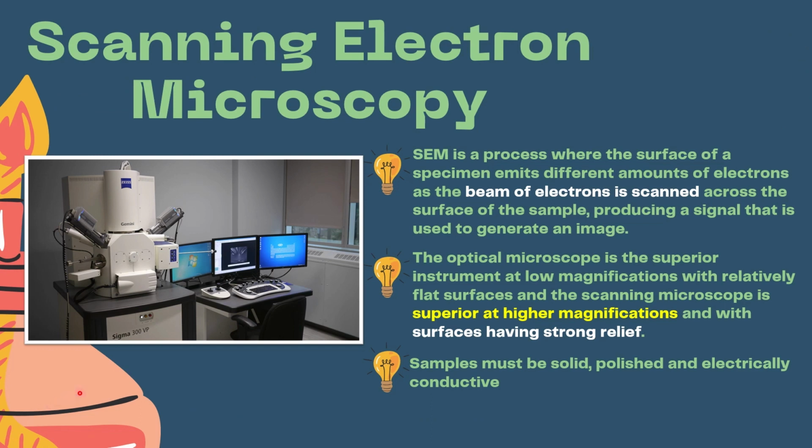Next is the scanning electron microscopy. SEM is a process where the surface of a specimen emits different amounts of electrons as the beam of electrons is scanned across the surface of the sample, producing a signal that is used to generate an image. The optical microscope is the superior instrument at low magnifications with relatively flat surfaces, and the scanning microscope is superior at higher magnifications and with surfaces having strong relief.